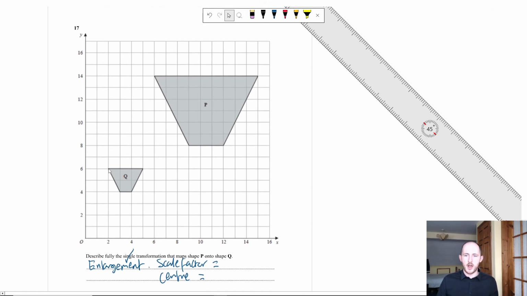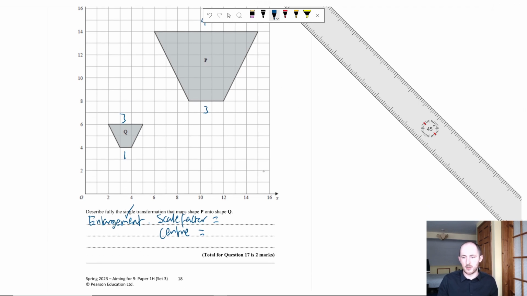Well, the scale factor, I like to look at any flat edge. So can you see here, this is flat and this is flat, okay? So for P onto Q, it's getting smaller, so it should be a fraction. So if I look at the top side, for example, 1, 2, 3, and this is 1, 2, 3, 4, 5, 6, 7, 8, 9. So it's being divided by 3, right? And to check, this is 3 and it goes to 1, so it's being divided by 3, which is the same as a scale factor of 1 over 3. Because remember, scale factor is always timesing, okay?